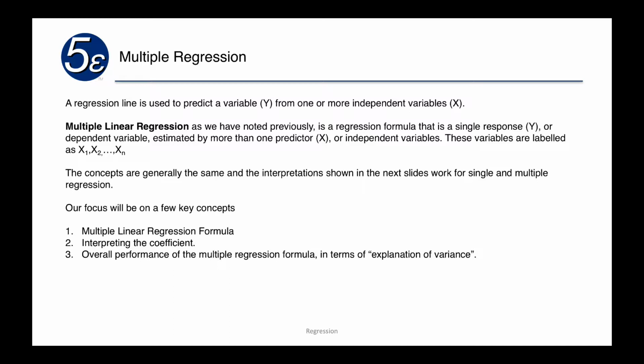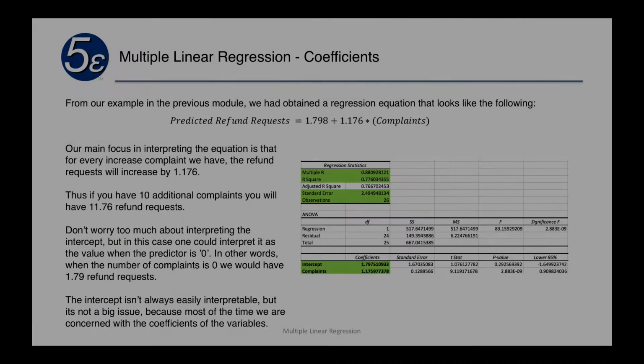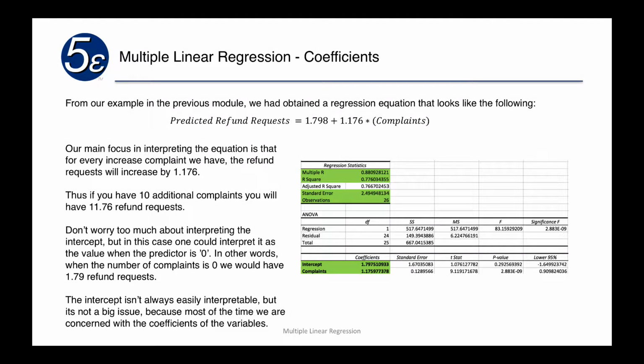So we're going to focus on a few key concepts. The multiple linear regression formula itself, how we interpret the coefficients, and the overall performance of the multiple regression formula in terms of explanation of variance. So in our example from the previous module, we obtained a regression equation that looks like the following. Predicted refund requests equals 1.798, which is our intercept, plus 1.176 times complaints. Our main focus in interpreting the equation is that for every increased complaint, we have the refund requests increasing by 1.176. Thus, if you have 10 additional complaints, you will have 11.76 additional refund requests.